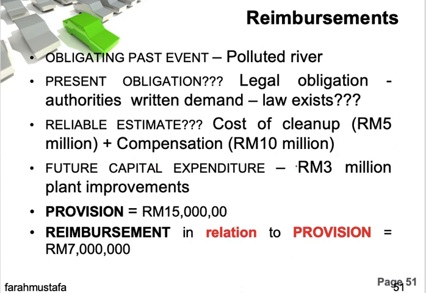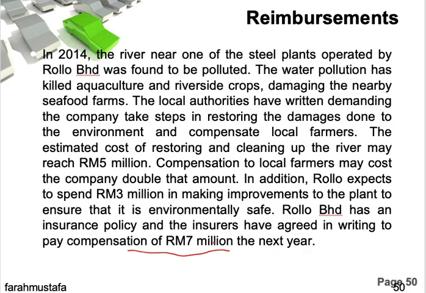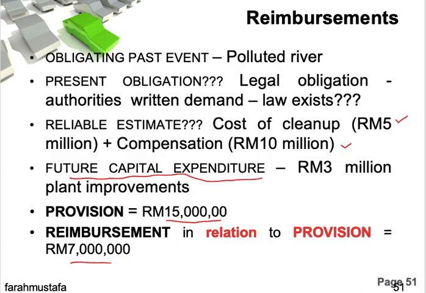Future capital expenditure is 3 million. Okay, this one is for future prevention. So of course future capital expenditure cannot be recognized as a provision. So the provision here will be 15 million. Okay, this one is 5 plus 10. So reimbursement relates to 7 million of the insurance claim. So that is the reimbursement.